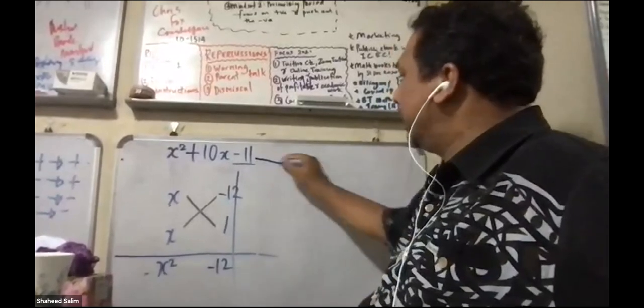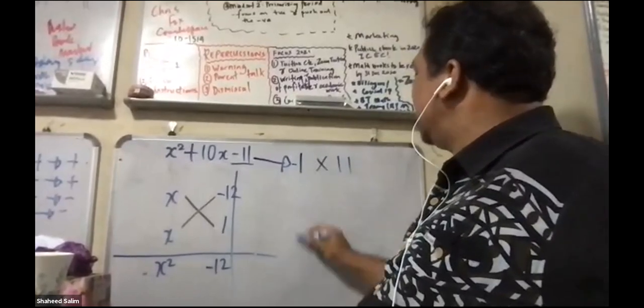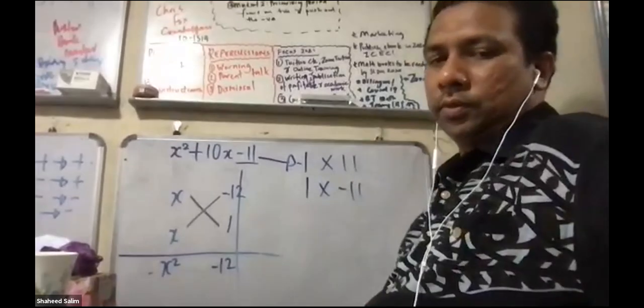So you got to find some other number. What times what equals minus 11? It's only 1 times 11. Either minus 1 times 11 or 1 times minus 11. Only two possibilities, right?